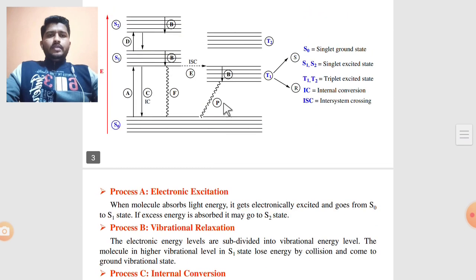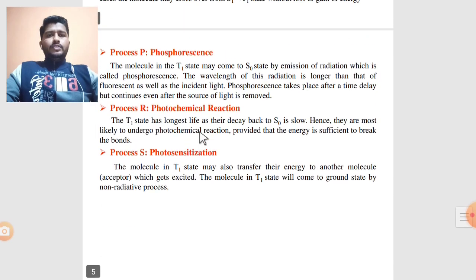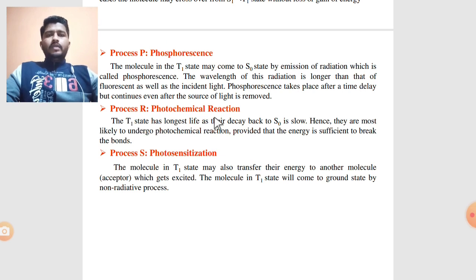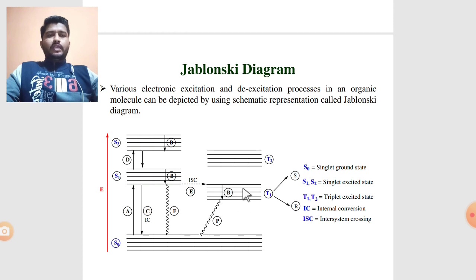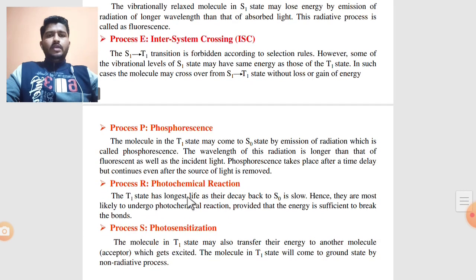Okay, this vibrationally relaxed molecule at T1 state loses its energy in the form of radiative transition and comes to ground state. This process is called phosphorescence. Then the next one is process R, photochemical reaction. The T1 state has the longest life as its decay back to S0 is slow. Hence, they are most likely to undergo photochemical reaction provided that the energy is sufficient to break the bond. Means in T1 state a photochemical reaction takes place, and this process is called process R.